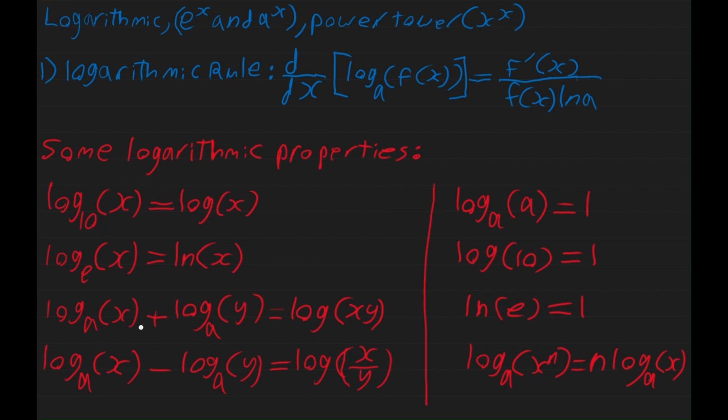Log a x plus log y with the base a also. When it's the same base, we can have them in one log and multiply them by each other, which is log xy. If it's a minus sign, we say that's log x over y. If we have the same base inside the log, it's just equal to 1. So if I say log 10, it's equal to 1 because I didn't write the 10. If I didn't write it, it means it's 10. Ln e is equal to 1 because ln e is just log to the base of e.